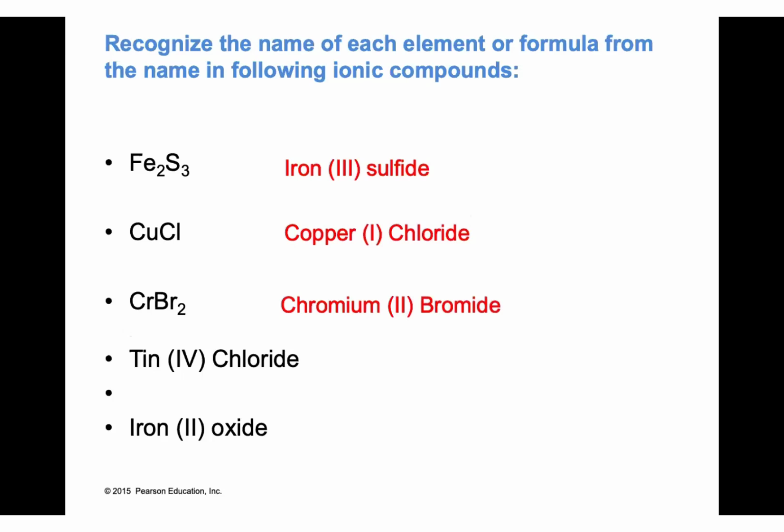Chromium(II) bromide. You can pause and try to do it before looking at the answer. Tin(IV) chloride is going to be SnCl4. What about iron(II) oxide? That's the tricky one. I'm going to give it in the exam, so pay attention here. Iron here has a 2 plus, right? So it's going to be Fe2+. What about oxygen? It's 2 minus. So it's going to give me Fe2O2. But because they are both the same ratio of 2, they're going to cancel out and give me FeO.